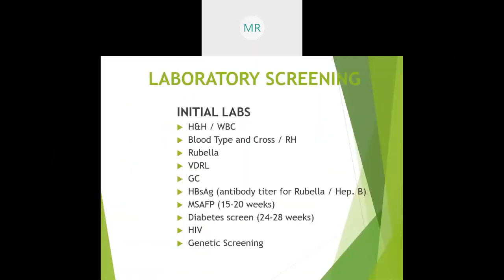Then we will do some lab screening. Initial labs, a lot of these you know, so we can go through them: hemoglobin and hematocrit, white blood cells, a blood type and cross for an Rh. We're going to do rubella.